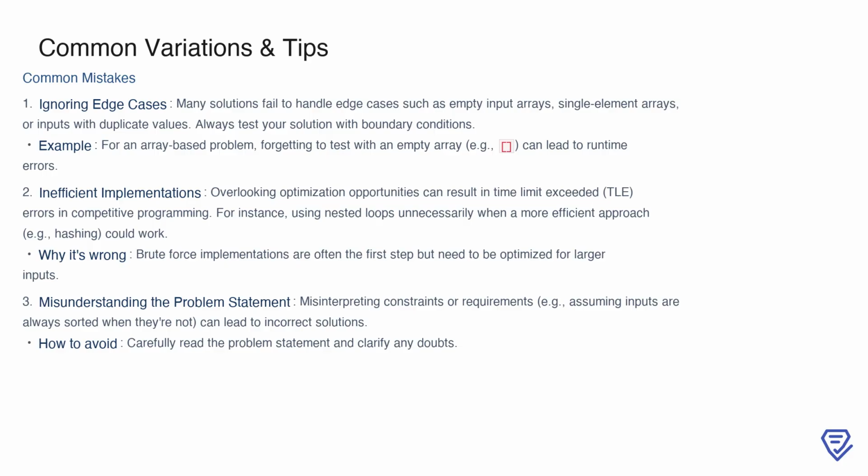Another issue is writing inefficient implementations. Beginners often start with brute force solutions, which can be fine initially, but for larger inputs, these approaches may lead to time limit exceeded errors. Always look for ways to optimize, such as using hashing or other efficient techniques to reduce complexity. Misunderstanding the problem statement is another frequent error. For instance, assuming that inputs are sorted when the problem doesn't specify this can lead to incorrect results. To avoid this, ensure you read the problem statement carefully and clarify any ambiguous parts before coding.